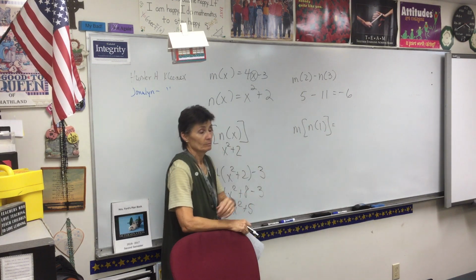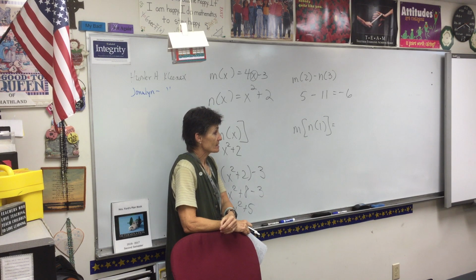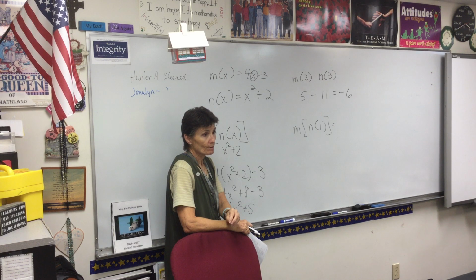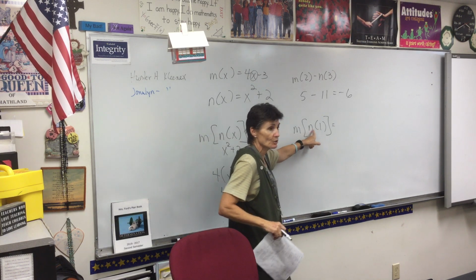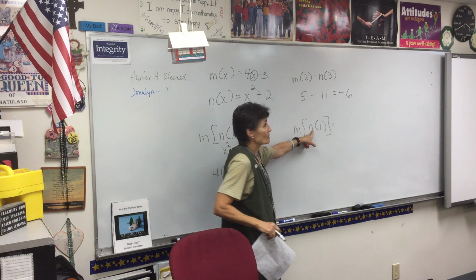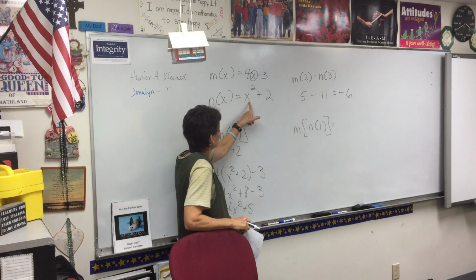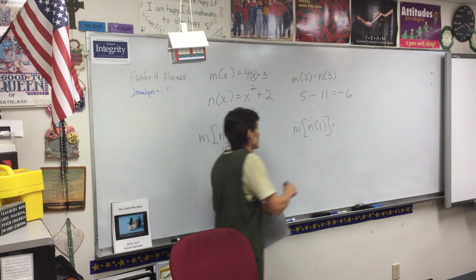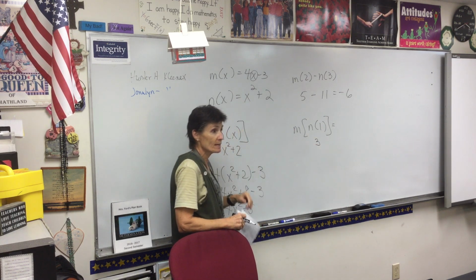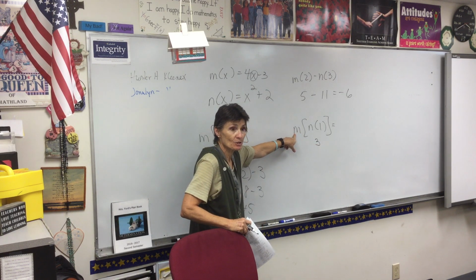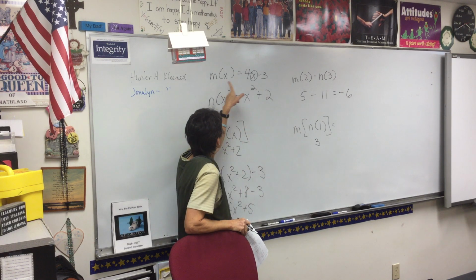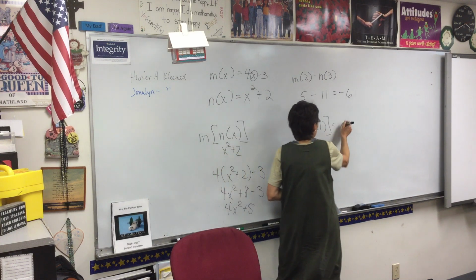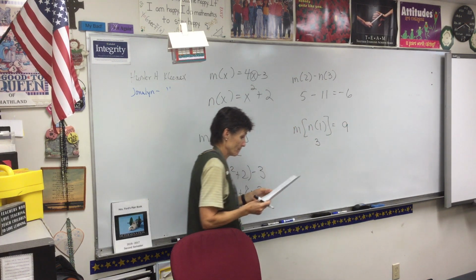All right, here we go. This is another composition, so slow yourself down. Start by putting 1 into n. So 1 into n, put 1 in here, would give you 3. Then take the 3 and put it into m. So 3 into m would give us 9, and that's the final answer.